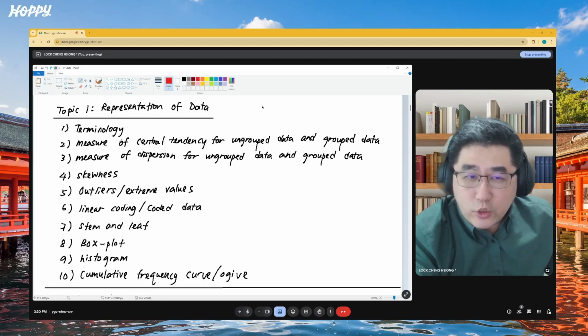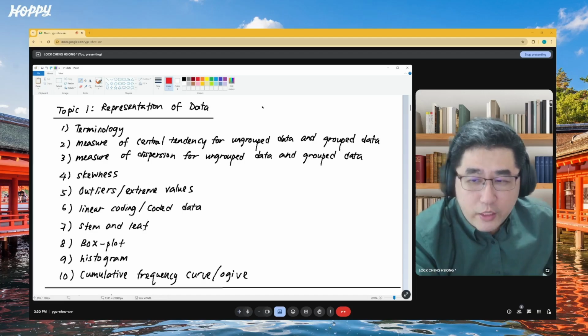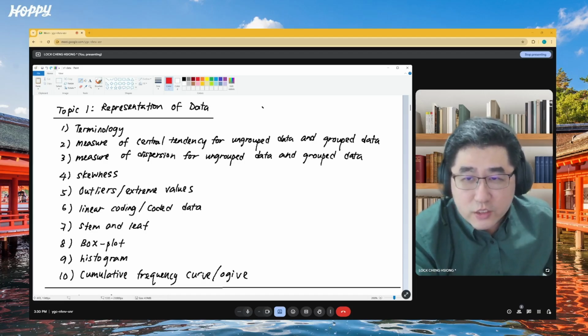It is split into 10 sections: terminology, measure of central tendency, and measure of dispersion, skewness, outliers, linear coding, stem and leaf, box plot, histogram, and cumulative frequency curve.